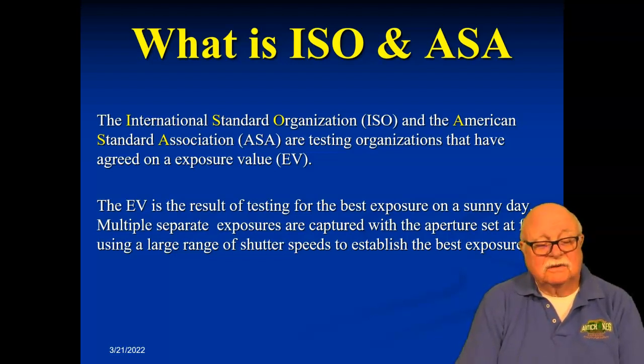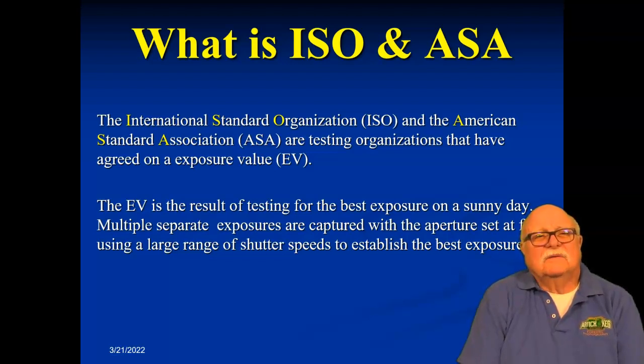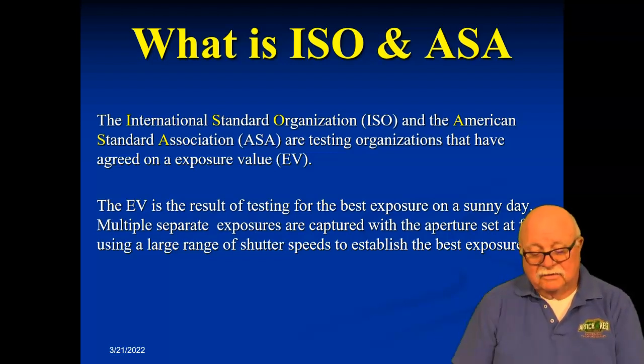EV is the result of a test for the best exposure on a sunny day. Back in the good old days when we started doing this, what we did was we set up a camera with a brand new roll of film in it and took pictures. We set the camera at f/16 and ran from the slowest shutter speed to the fastest shutter speed, and then determined what the best exposure was to get the results that we wanted. And then we would use that number as the ASA or ISO.